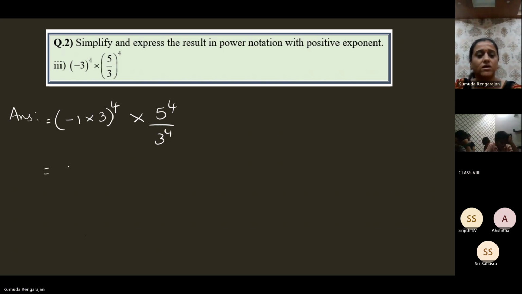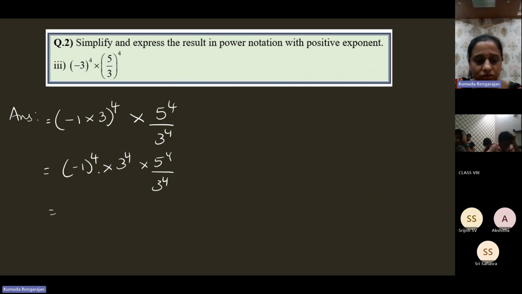Next step, minus 1 to the power 4 into 3 to the power 4 into 5 to the power 4 by 3 to the power 4. So we know minus 1 into minus 1 into minus 1 into minus 1 is 1. We are going to get the same answer as the one we got earlier.